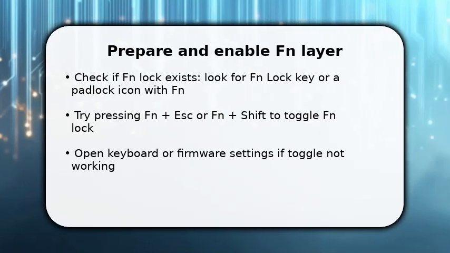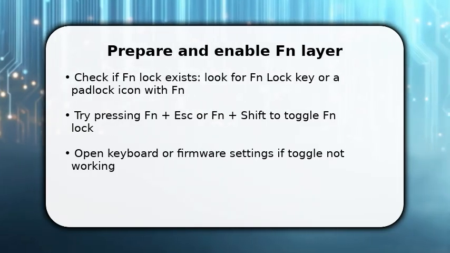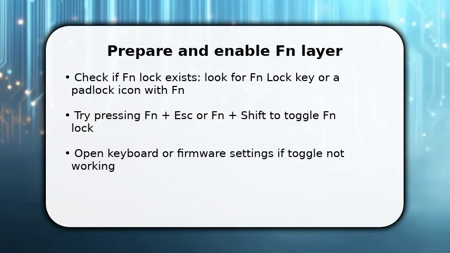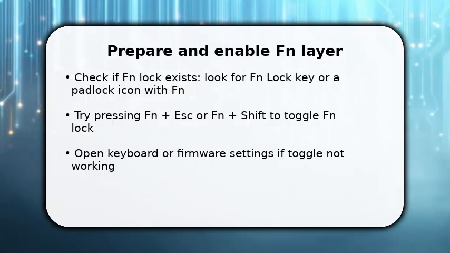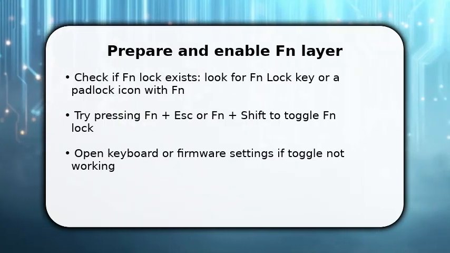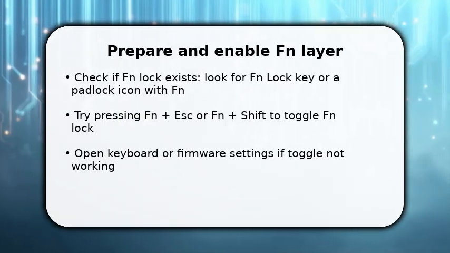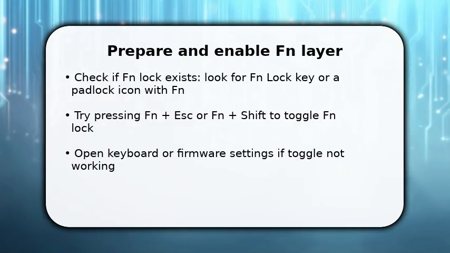You start by making the FN layer active because many laptops require it. Check the keyboard for an FN lock or a small padlock icon. If present, press FN plus ESC or FN plus Shift to toggle it on. This switches your F1 through F12 between media and function mode. Once done, make sure the icons on the keys match expected actions.